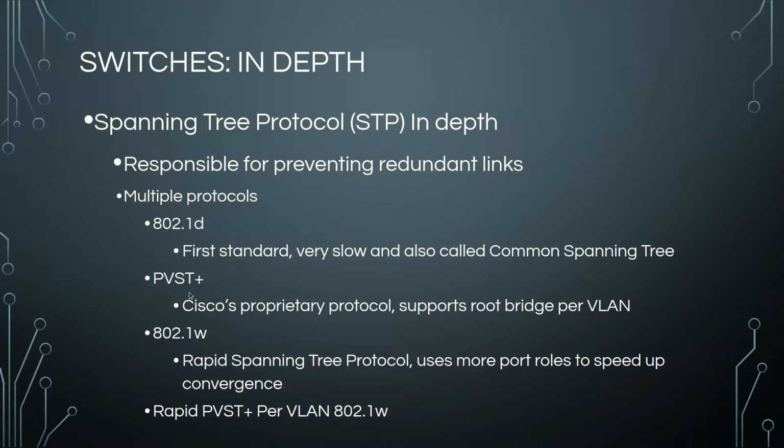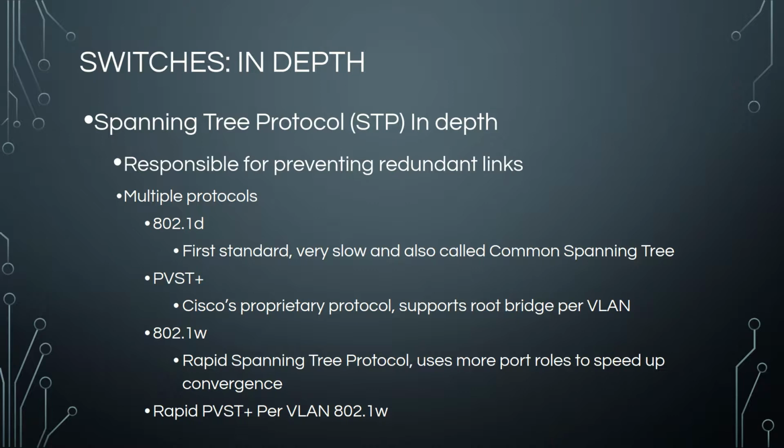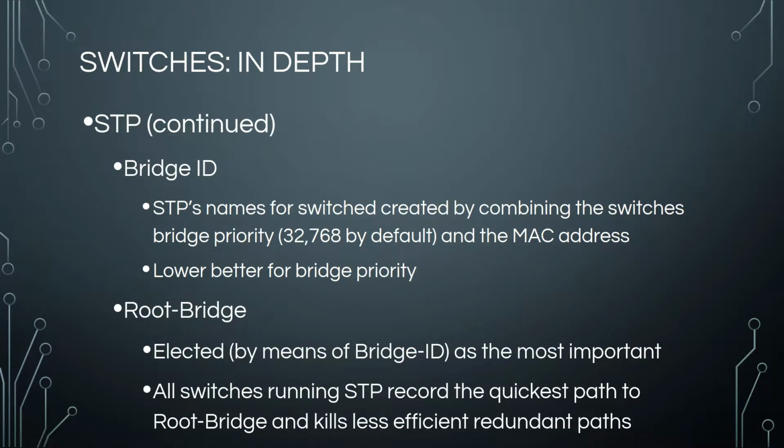It was also a little bit faster, if I remember correctly. 802.1w, rapid spanning tree, used more port roles to speed up convergence. We'll see how that works. And then Cisco has Rapid PVST Plus, per VLAN 802.1w. So the trend here in general is we're trying to speed things up and work with VLANs a little bit better. And as you probably saw, we have PVST Plus and Rapid PVST Plus running on our simulated switches.